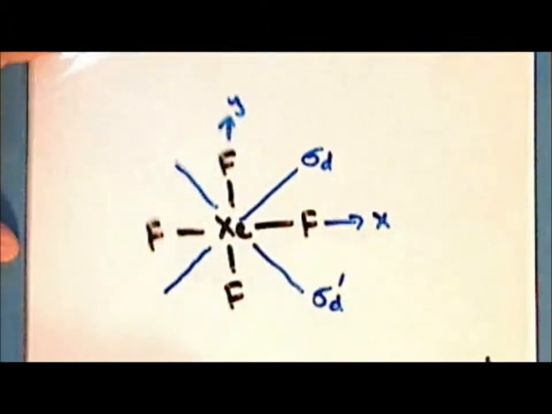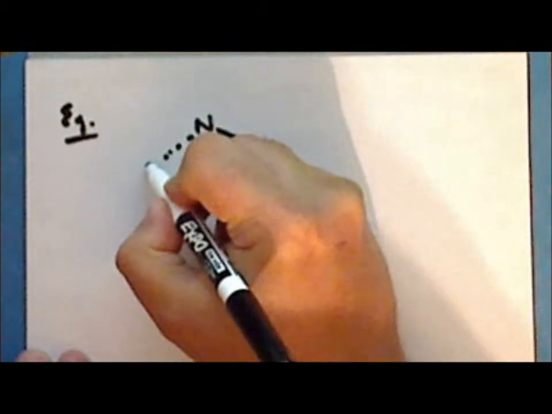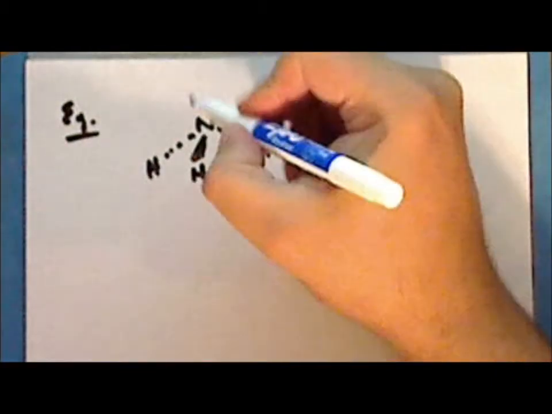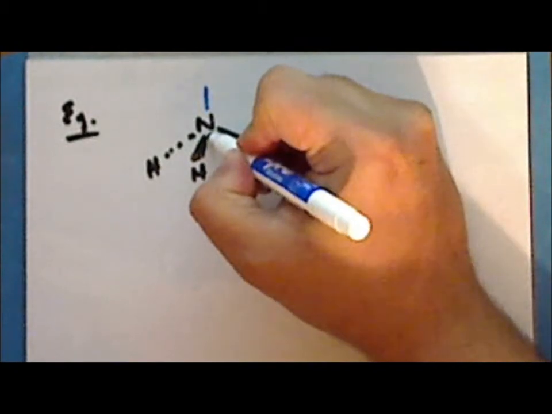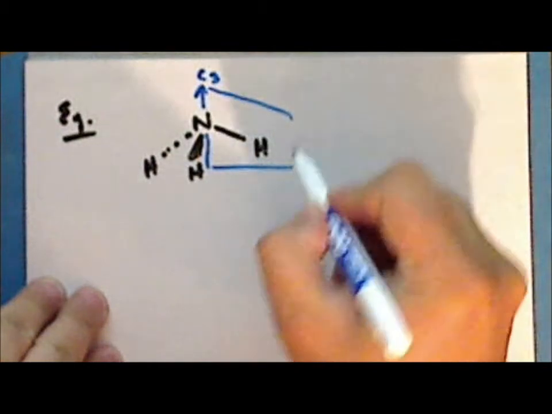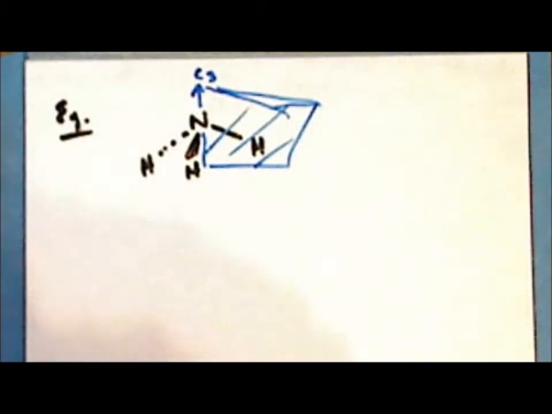So now let's look at a molecule of ammonia. Notice that ammonia has a C3 axis, and that the plane which contains the principal axis and any one of the hydrogens is a vertical plane. So let's look at a top view of the ammonia molecule.